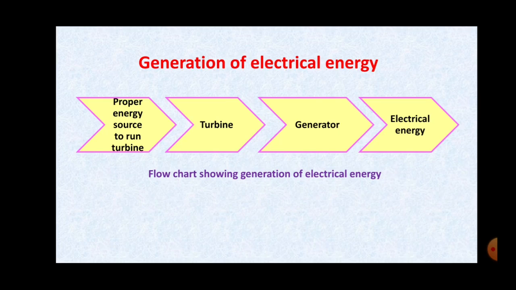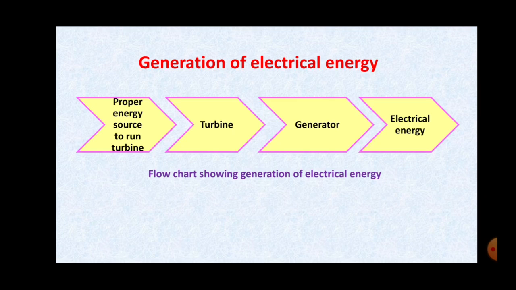Here is the flow chart showing the generation of electrical energy. We had studied that the electric power plants are based on the principle of electromagnetic induction, and this principle was invented by the famous Michael Faraday. Now, according to this principle, whenever a magnetic field around a conductor changes, a potential difference is generated across the conductor.